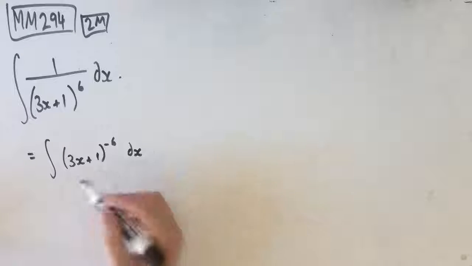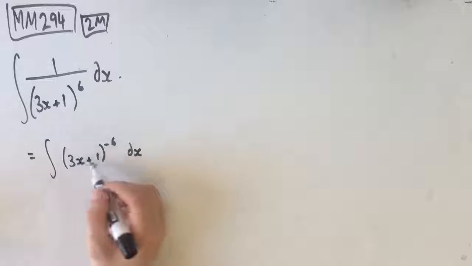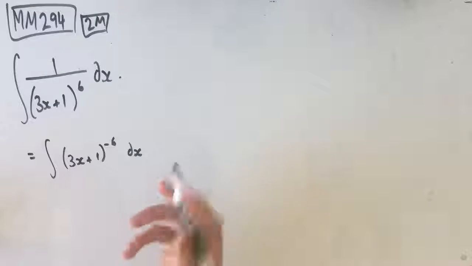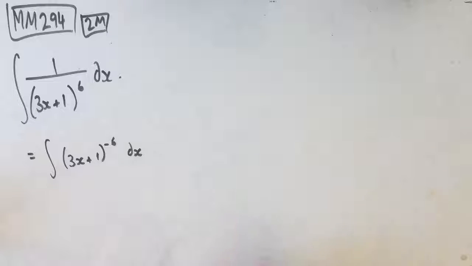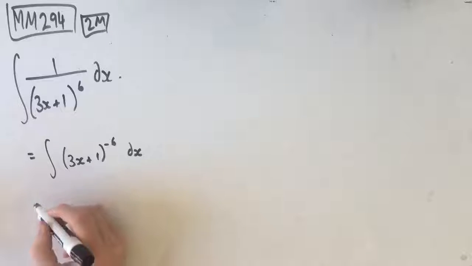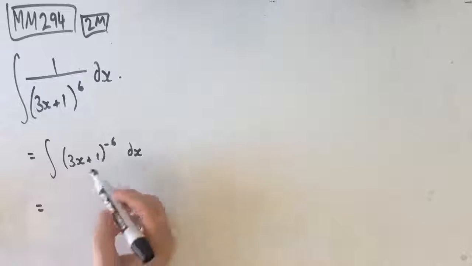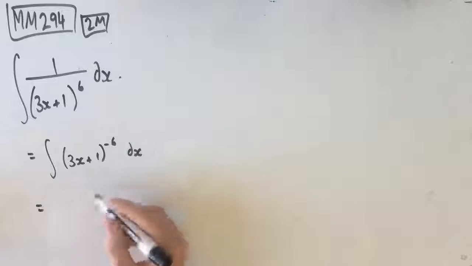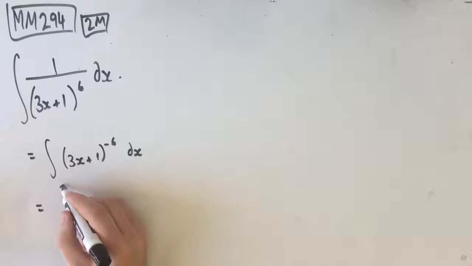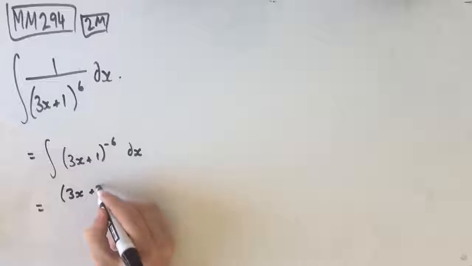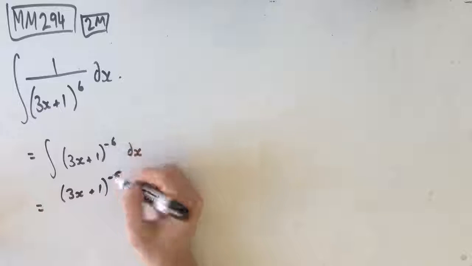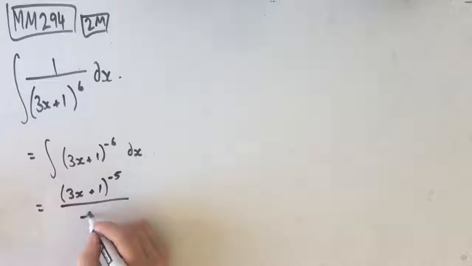So, because this is a linear factor inside this bracket, we can actually use a bit of a shortcut here. And if you haven't seen this before, this is an awesome time to learn it. So, what we do is, we get our power. As normal, we add 1 and divide by the power. So we get (3x + 1) to the power of negative 5. Negative 6 plus 1 is negative 5. Then we divide by that new power.